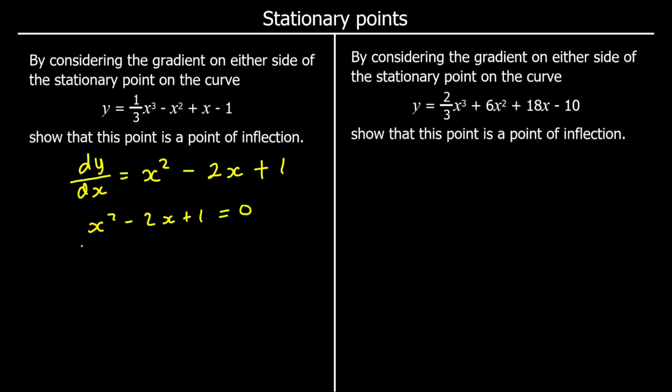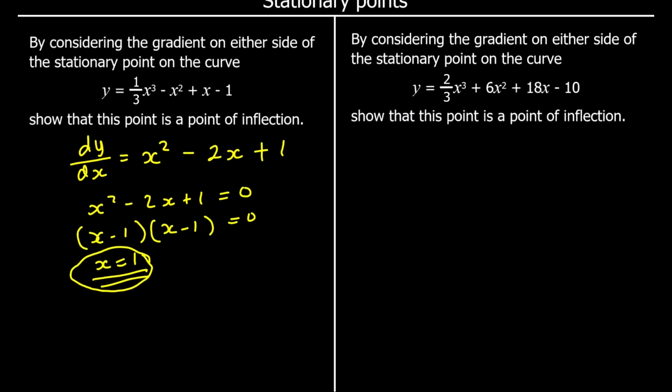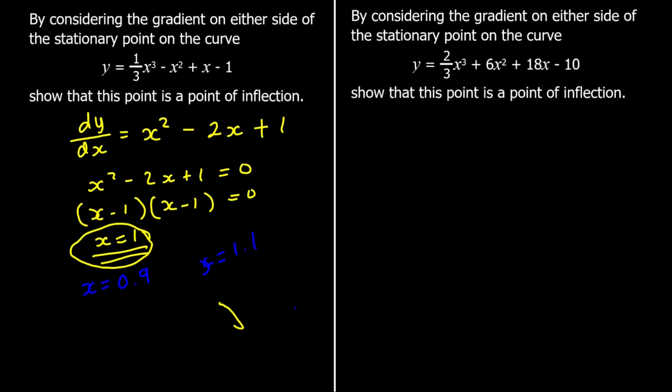So let's factorize this one. Again, we could use the calculator, but this is x minus 1 times x minus 1. There's only one answer. X is 1. We don't need to know the y coordinate. So the stationary point is when x equals 1. And we want to, by considering the gradient on either side of the stationary point, show that it's a point of inflection. So let's use x equals 0.9 and x equals 1.1. So we've got a point on either side of the stationary point.